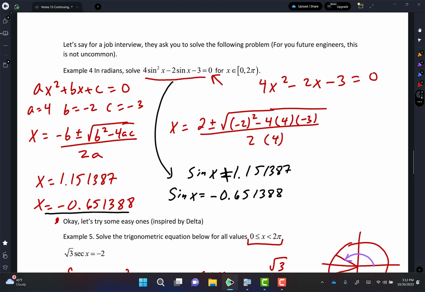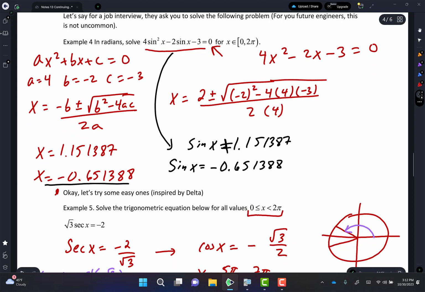We're going to have to do 2 equations for that one. So write that down. Don't worry, we're going to go slow. Are we still okay? How do I get x by itself? Arc sine. So here we go. I'm going to come over here. That's the only one that's possible. Just this one. So write x equals arc sine of -0.651388 plus 2 pi n.